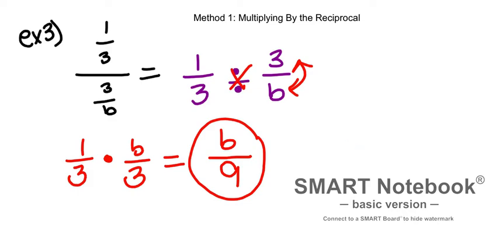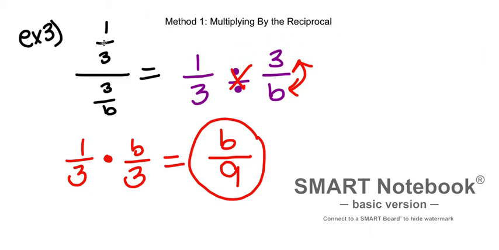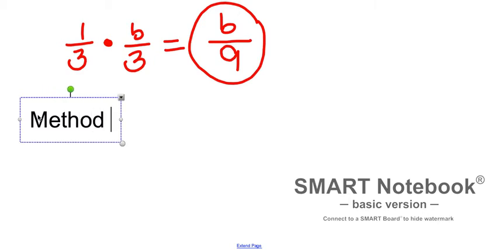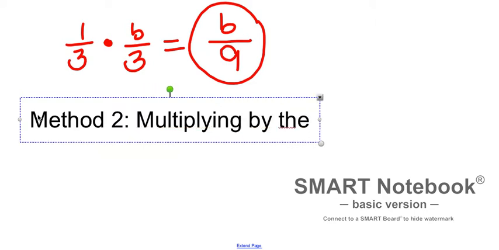Okay, so that was method 1. You see how easy method 1 is, but unfortunately we can't use it all the time. We can only use it when we have one term divided by another term. I want to show you that we get the same answer if we use method 2. So same problem, let's just use method 2, which is multiplying by the LCD.